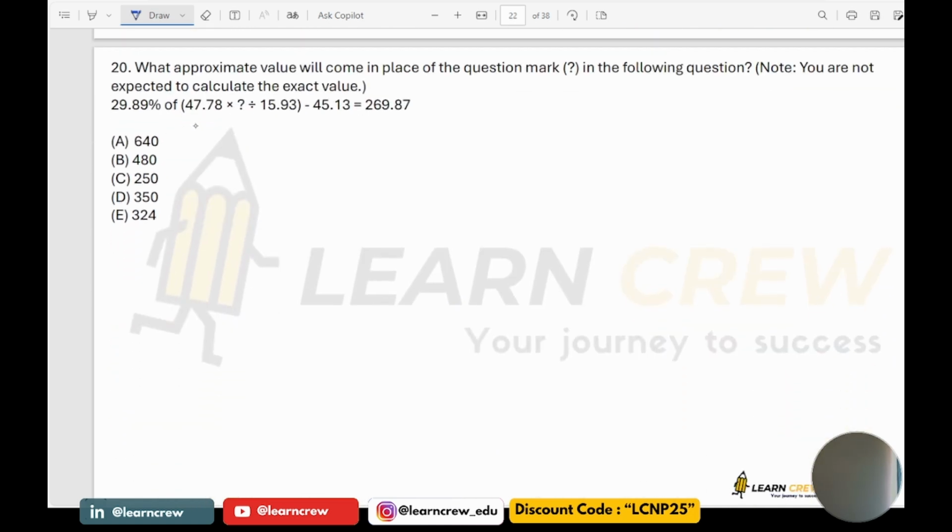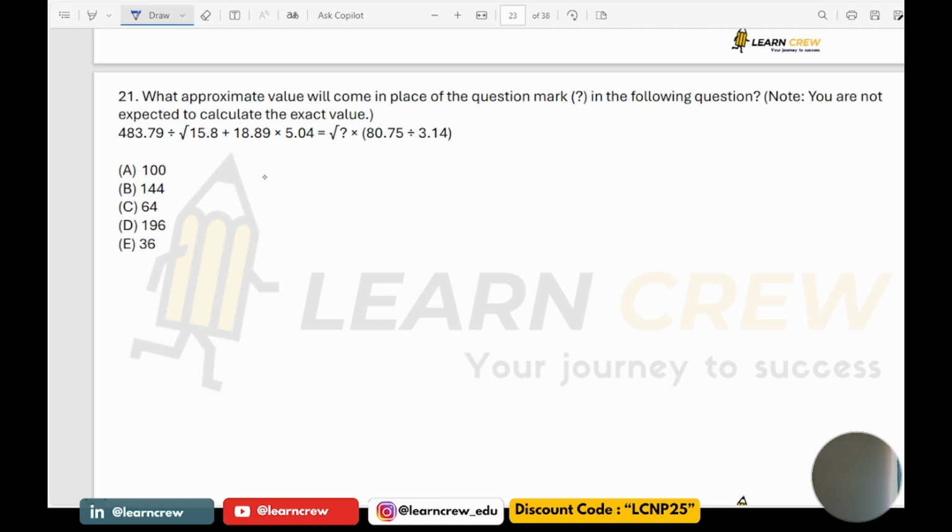89 percentage. So approximately it is how much? Sorry, it is 29.89 percentage. Approximately 30 percentage. 30 percentage of 48 into x. 30 percentage of 48x by 16. Minus 45. 270 plus 45 is 350. So how much you got here? The value of x. So 30% is 3 by 10. 3 by 10 means 3 3s are 9, 9 45s. So x is equal to how much? You are going to get 350. X is equal to approximately 350.